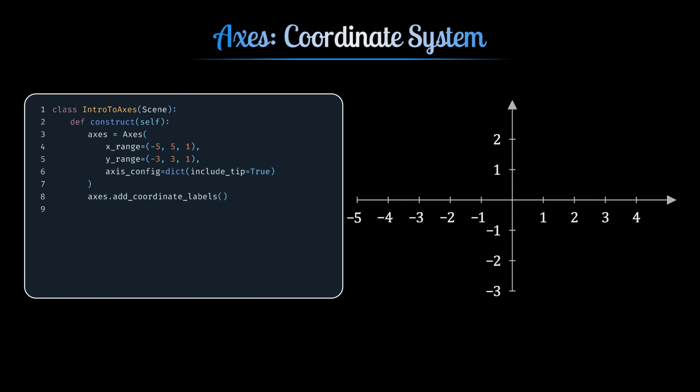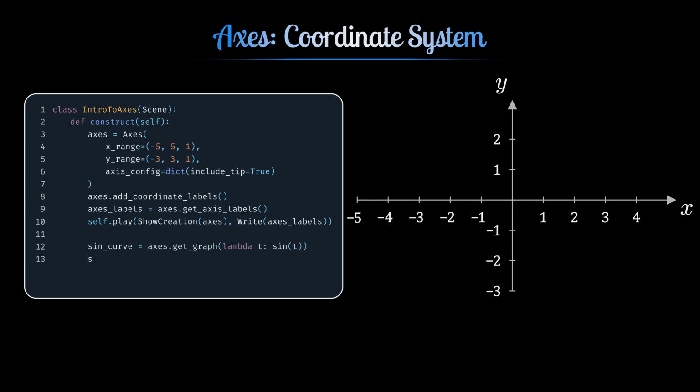Moving on, the next step is to label the axis. By calling the get_axis_labels method, in case no arguments are passed, the default labels x and y will get displayed. Axes has a method get_graph, which returns the parametric curve, which is useful for displaying any type of graph.